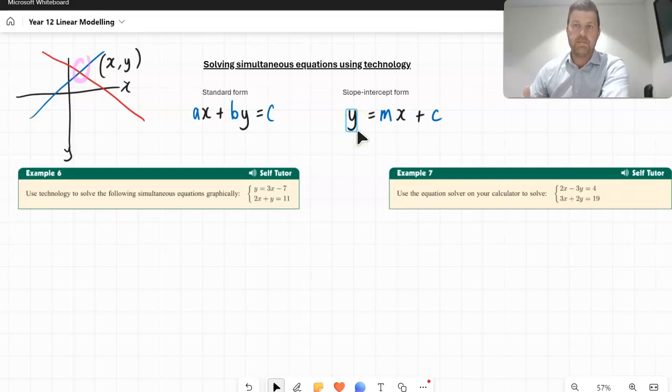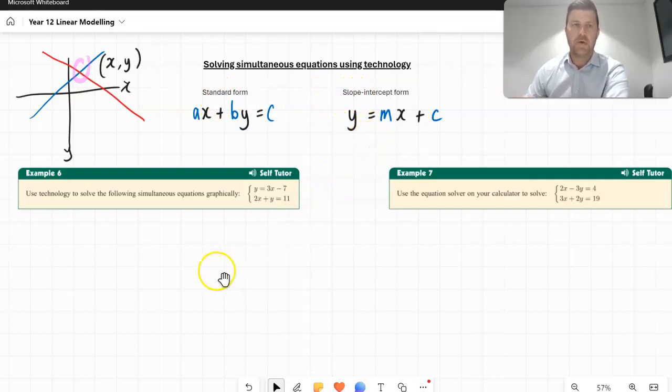So y is basically the variable that's on its own on the left-hand side, or even the right-hand side of the equation, but it's the subject. There's no coefficient of y. It's just by itself on one side of the equation. Okay, so that's the difference between standard form and slope-intercept form.